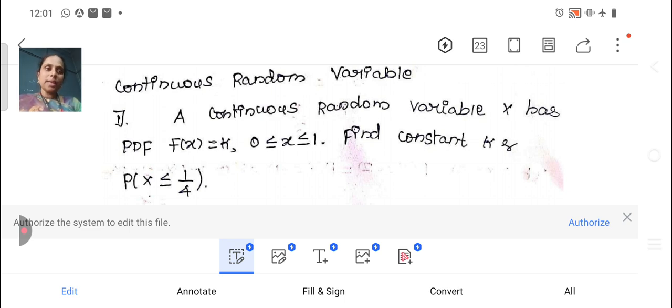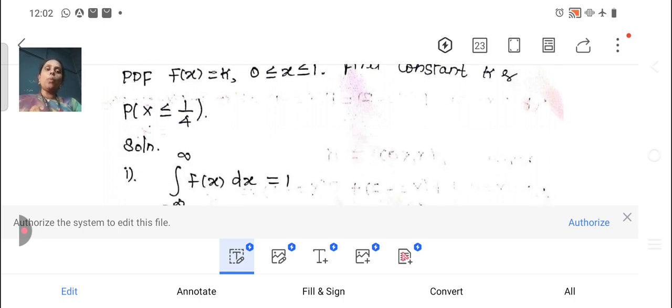See the problem: a continuous random variable X has a probability density function. If it is discrete, it is a probability mass function. The given one is f of x equal to k, so we have to find the constant. The range is given as 0 to 1. Find k and P of X less than or equal to 1 by 4. First we have to find the constant, and then we have to find P of capital X less than or equal to 1 by 4.